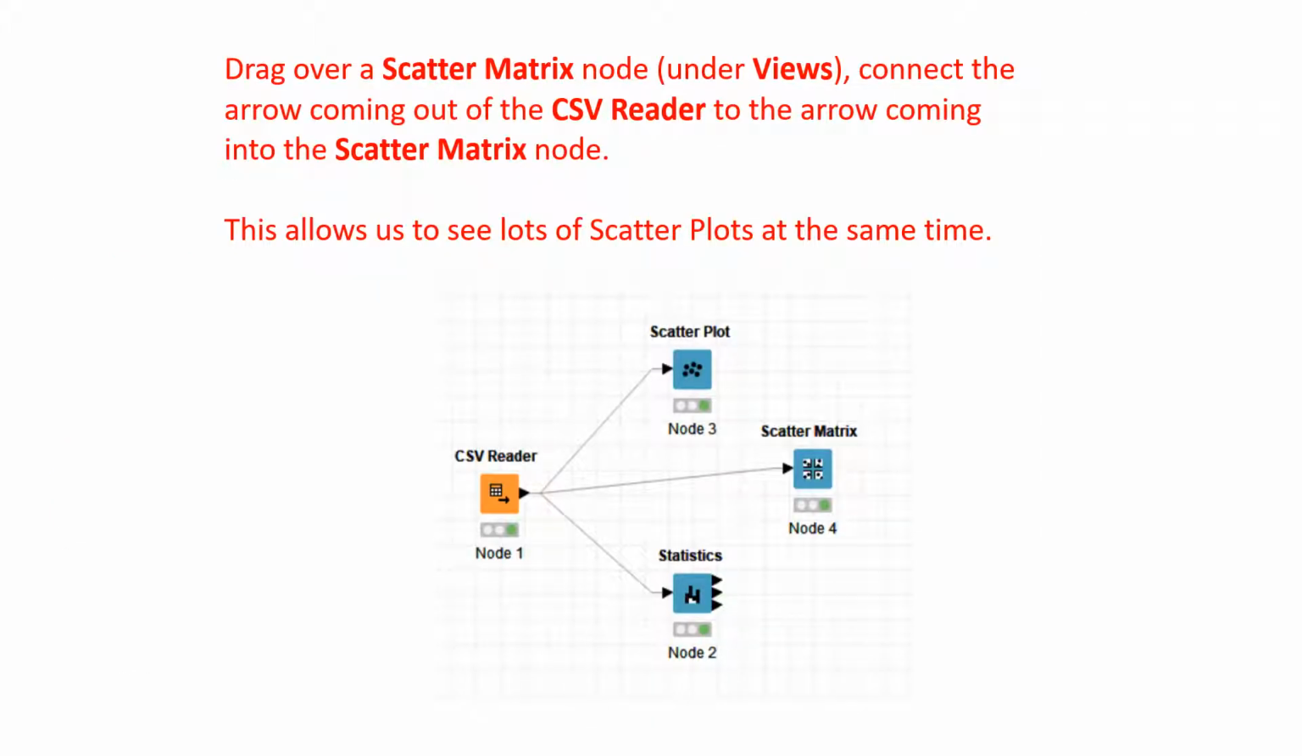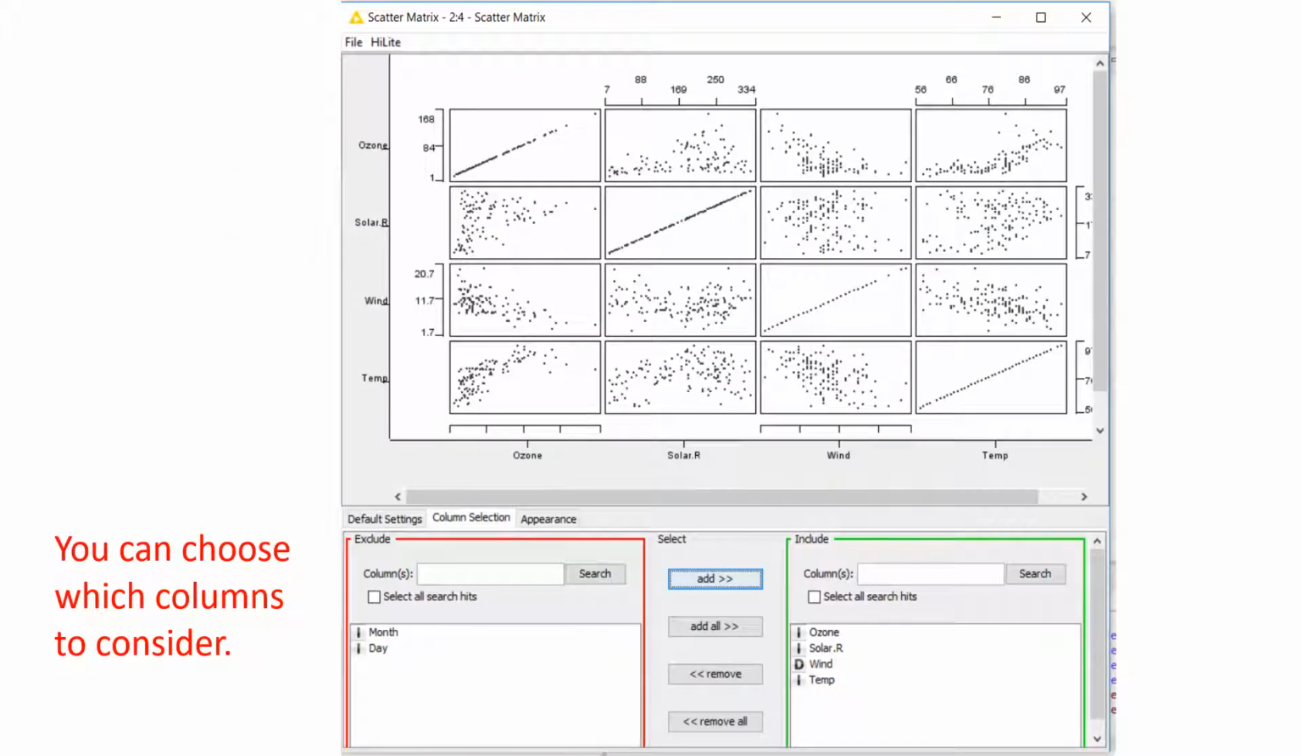We can also drag over a scatter matrix, which is like a scatter plot, but we see a lot of different scatter plots together. So we can do that and also look at that. And when we do that, you see something like this. I'll talk a lot more about this when I go through these steps in the video.